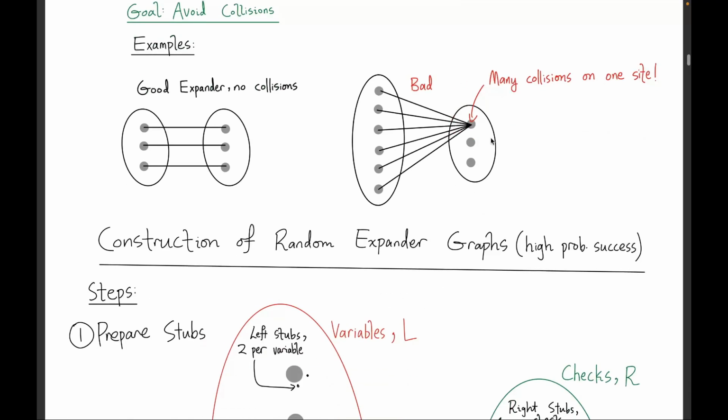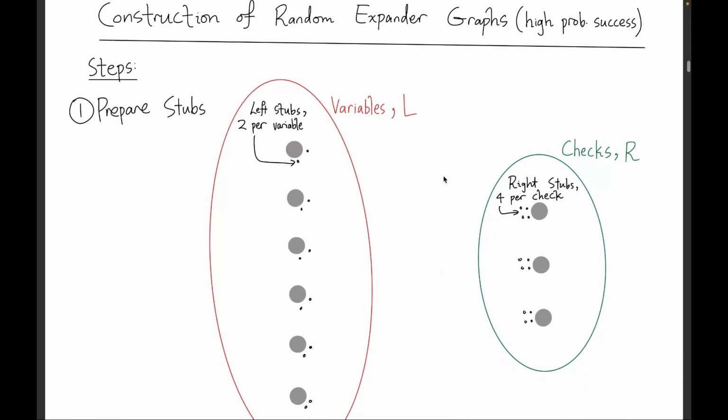And how do we actually construct such expander graphs with high probability of success? So I'm going to ignore the explicit constructions, but just give a main idea.